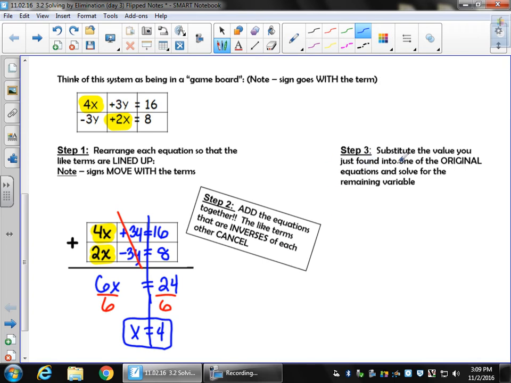Step 3 says, substitute the values you just found into one of the original equations and solve for the remaining variable. We need to do that because we have x, but we don't know y. So it doesn't actually matter which equation you choose to come back to. So I choose the first one. So I'm going to rewrite 4x plus 3y equals 16. And where I see x, we're going to substitute in 4 using parentheses.